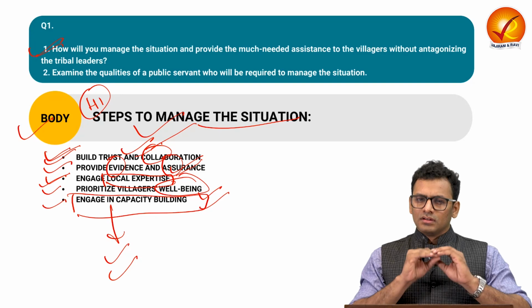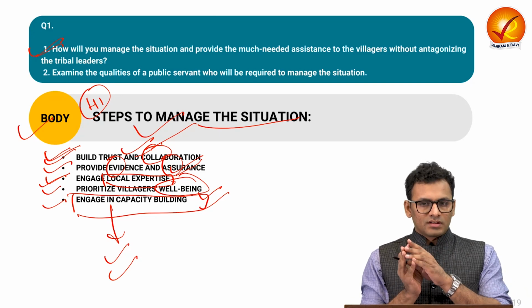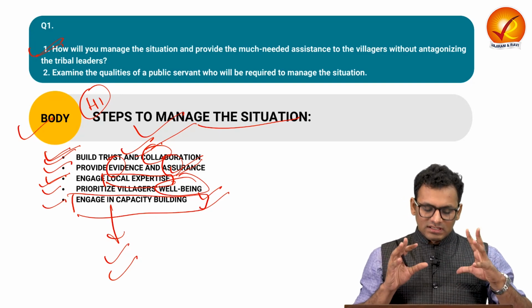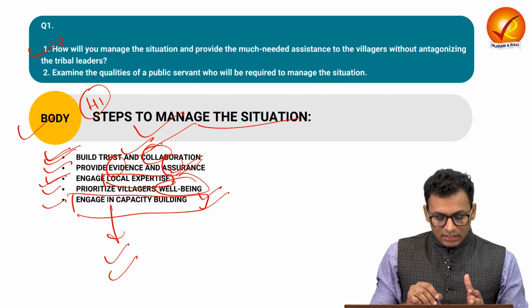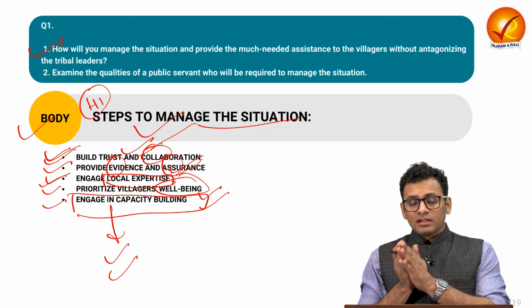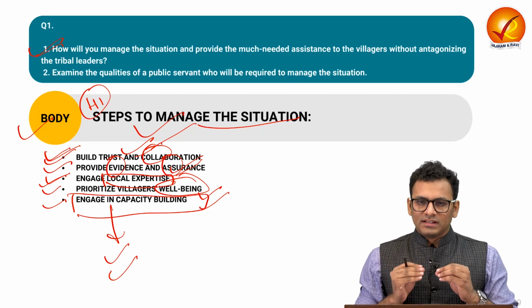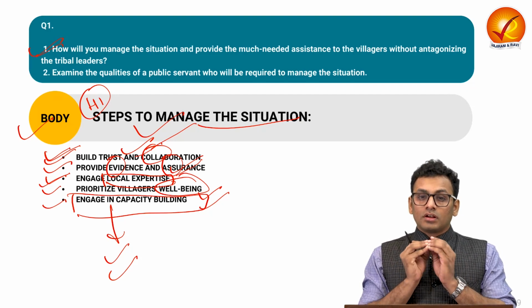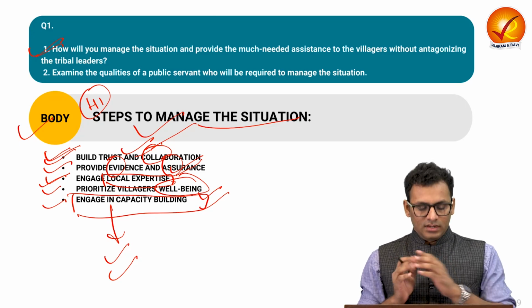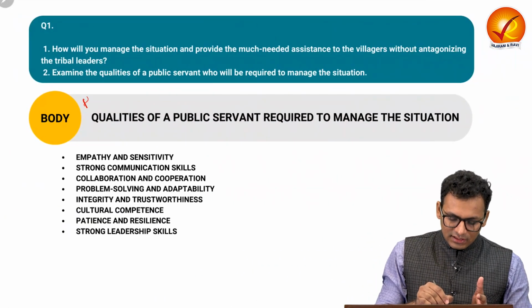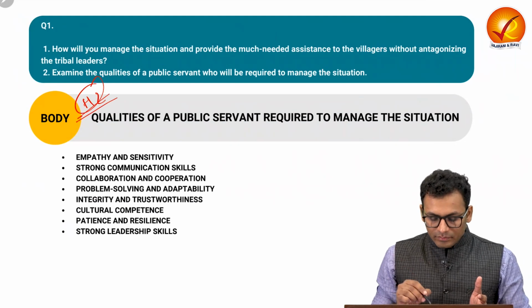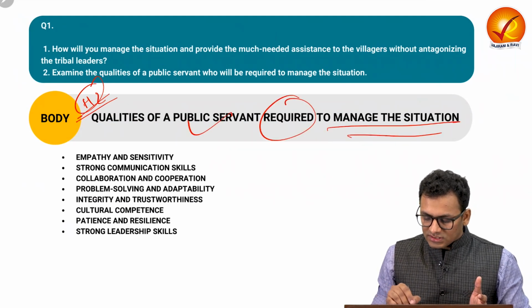So that is how you ensure there is decentralized democracy and capacity building. So these are the steps that you can take to manage the situation. Now, to take those steps, you have to operate with certain kind of qualities. Those qualities are going to be the core values with which you are going to operate. So let us see those qualities in heading 2. Qualities of a public servant required to manage the situation.